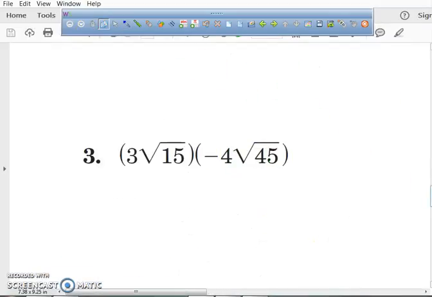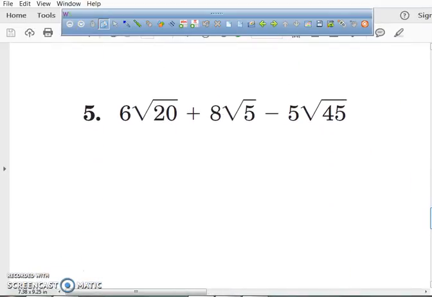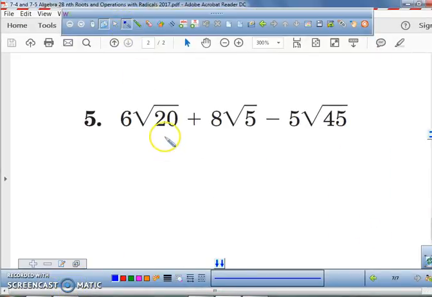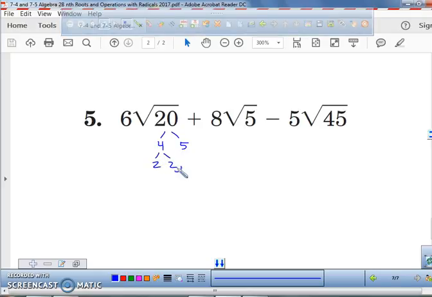All right, last problem, everybody, is problem number 5. What I want us to do is break down the 20. We're going to break down the 20 into 4 times 5. And we're going to break down the 4 into 2 and a 2. What do square roots look for? Groups of 2. Do we have a group of 2? Yep, right here. So what comes out of this radical?